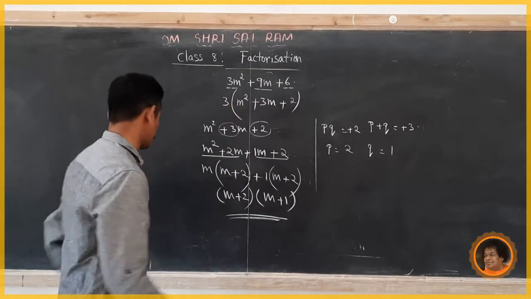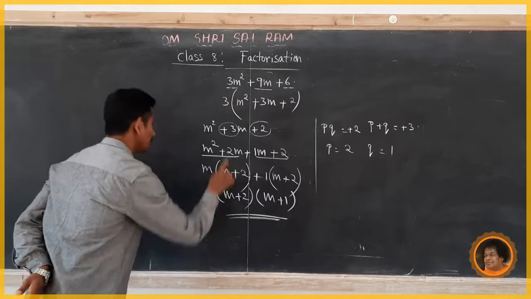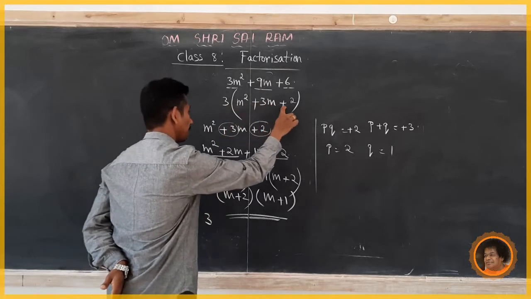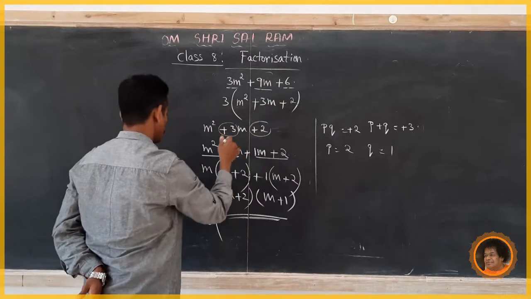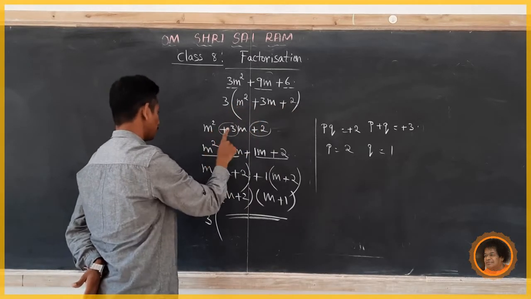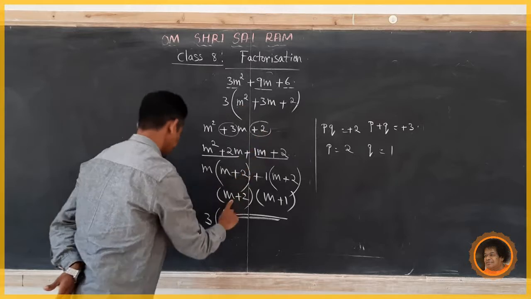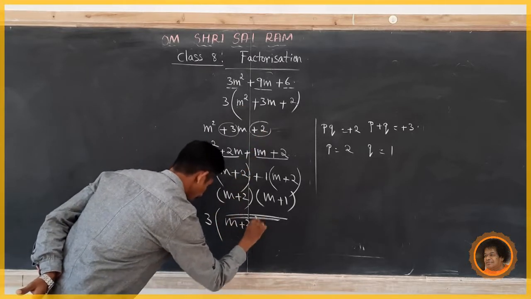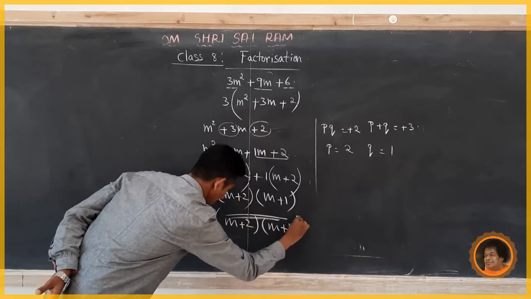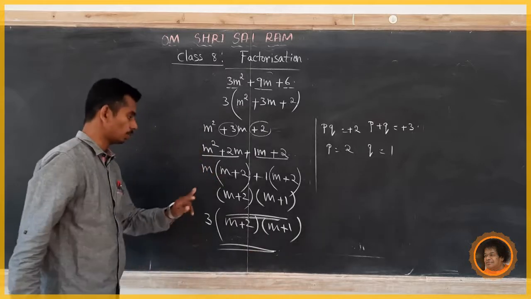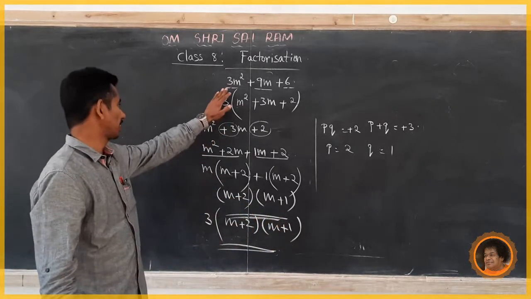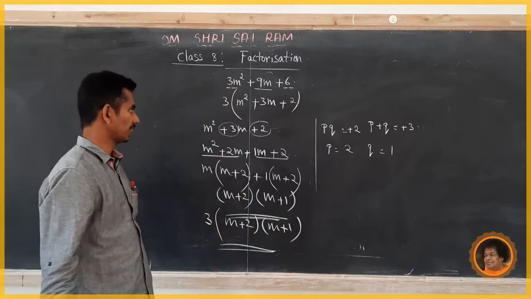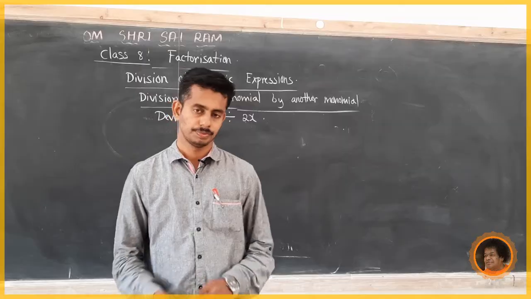3 into m squared plus 3m plus 2. What is now 3 into m squared plus 3m plus 2? After the factorization of m squared plus 3m plus 2, we get m plus 2 into m plus 1. This is the answer. So, 3 into m plus 2 into m plus 1 is the answer. This is the factorization of 3m squared plus 9m plus 6.